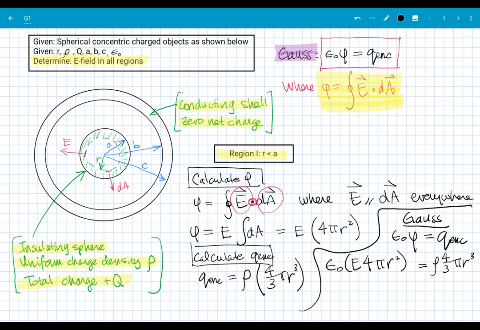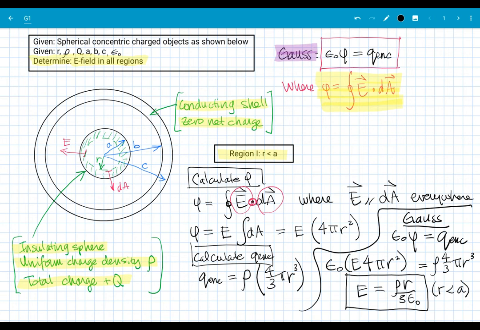Now, all I have to do here is solve for E. And what I get is rho r over 3 epsilon naught. And that is the electric field inside the styrofoam ball. So this is a magnitude only here. There's no hat on that. I'm just finding magnitude right now. I know it's radially outward, but I'm just going to be focused on magnitude. This applies to r less than a only.